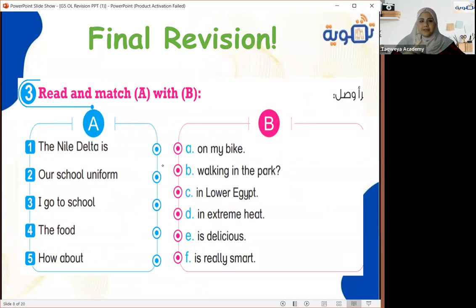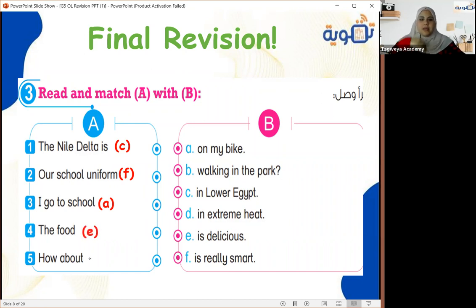One more matching activity. Let's remember, the Nile Delta is, let's complete the meaning. Yes, is in Lower Egypt. Our school uniform, here you need a verb because I'm just saying our school uniform. So it's really smart. Number 3, I go to school. How? I go to school. Maybe how or maybe with whom. So I go to school on my bike. Question 4, the food. Yes, I need a verb. Excellent. The food is delicious.